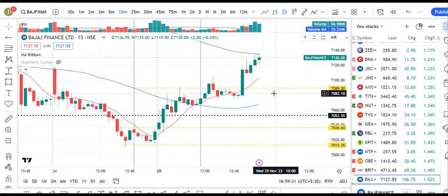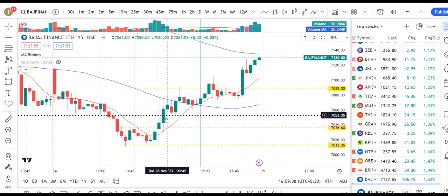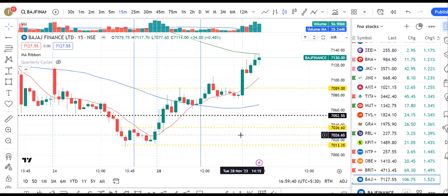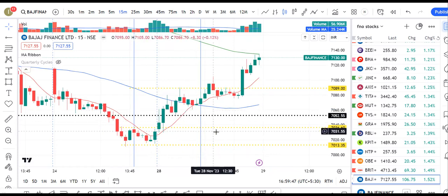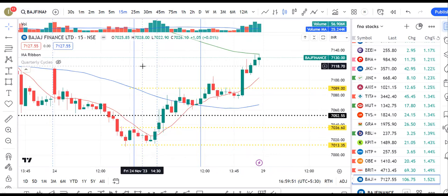In this way, even without any quarterly cycle, time also plays a very important role. So in this way, you can divide the 90-minute cycle yourself, find the range, and trade. Likewise, you can do that in NIFTY also. So that is how you can hold that.